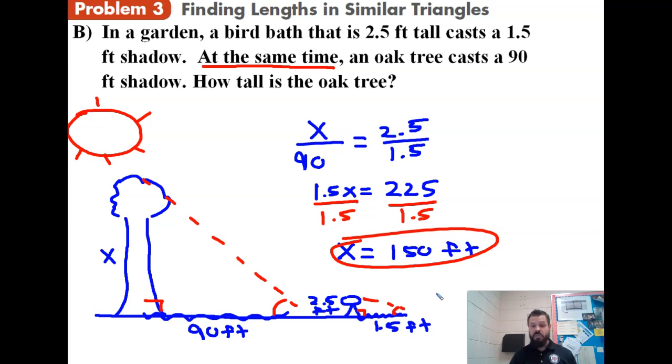Okay, again, simple indirect measurement trick, much easier than actually climbing to the top of the oak tree and dropping a tape measure down. All right, that's it for lesson 7.3, similar triangles.